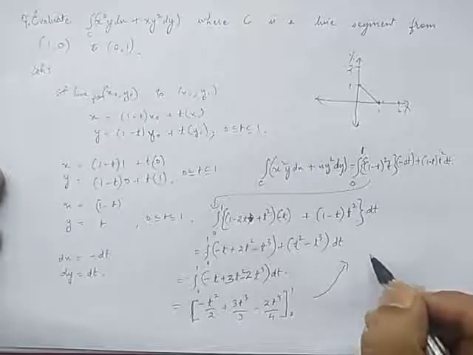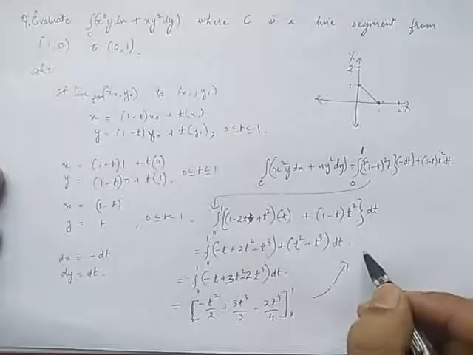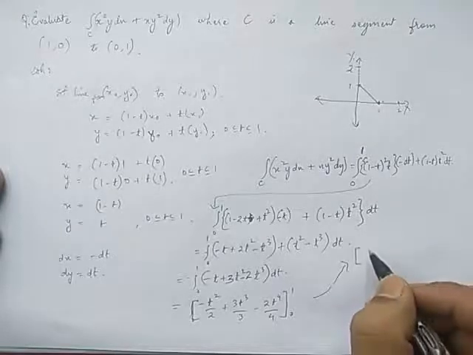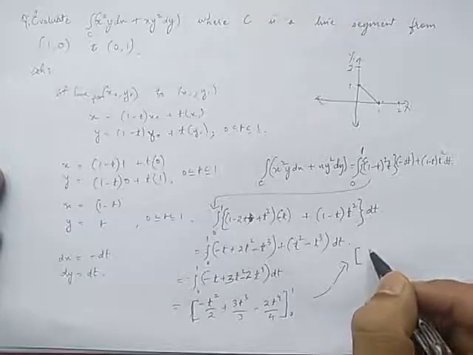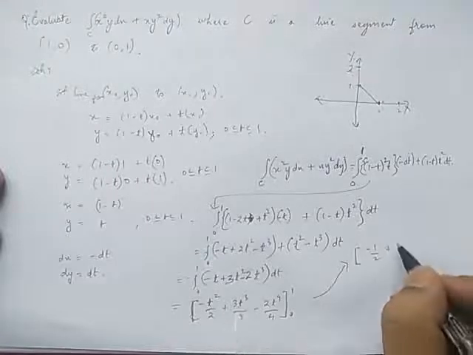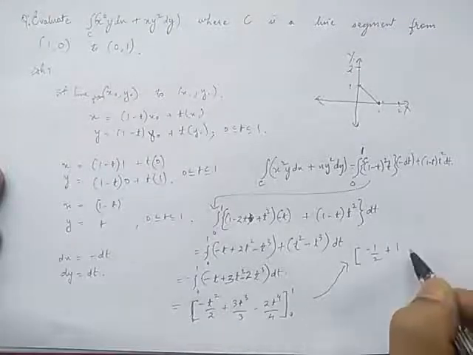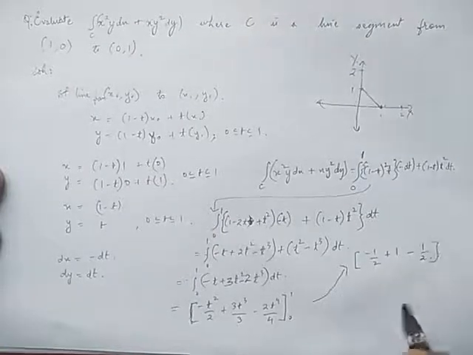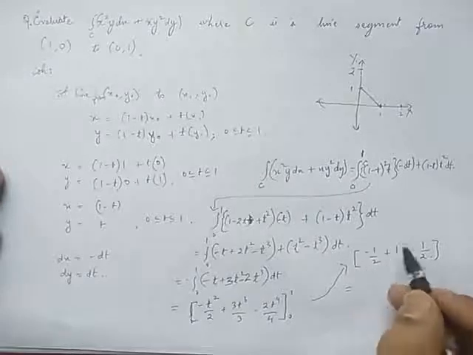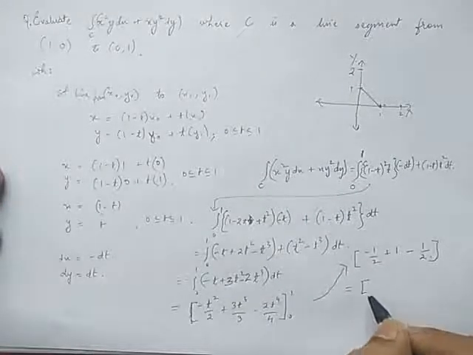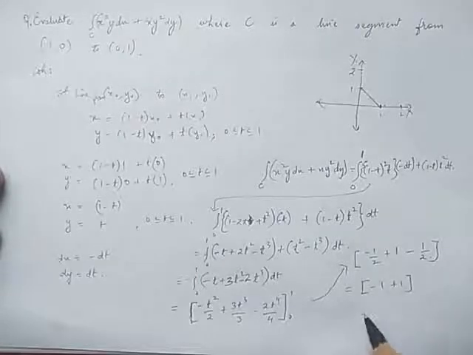So I will have here minus 1 by 2 plus 3, and the 3s will get cancelled, 1. This will be minus 1 by 2 again. So the whole thing I will get as minus 1 plus 1. So this will be equal to 0.